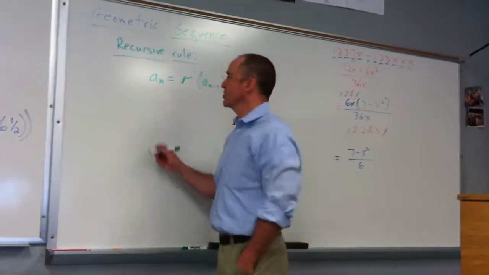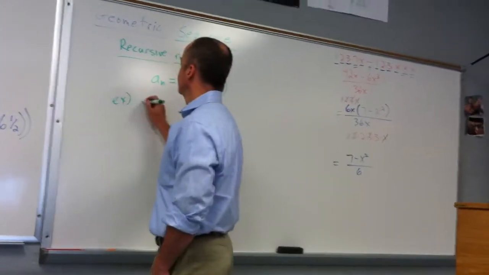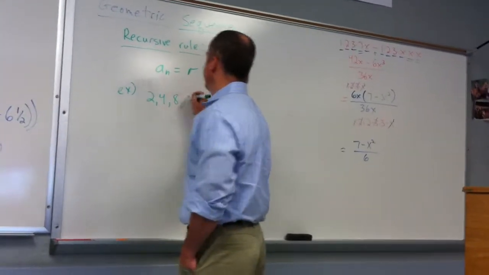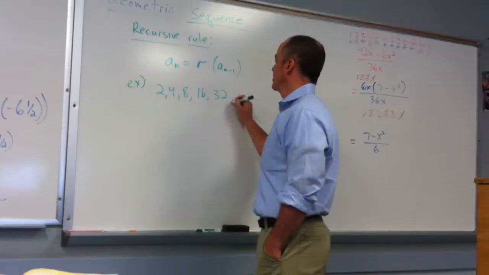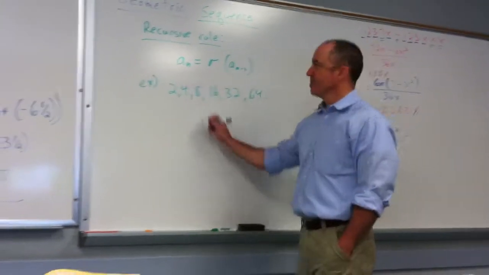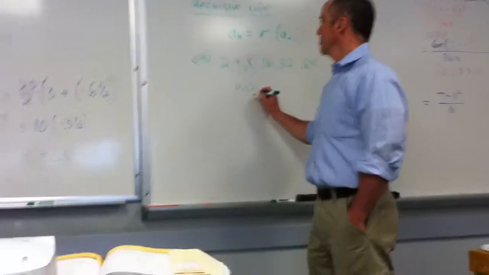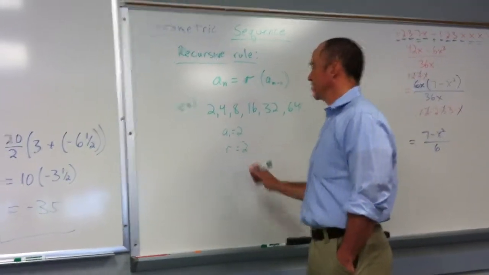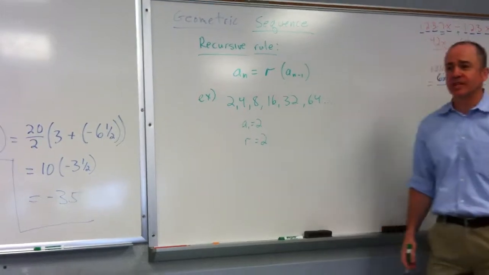So an example of a recursive rule, 2, 4, 8, 16, 32, 64, dot, dot, dot. A sub 1 is 2. My common ratio is also 2. So I'm starting at 2 and I'm doubling it every time.